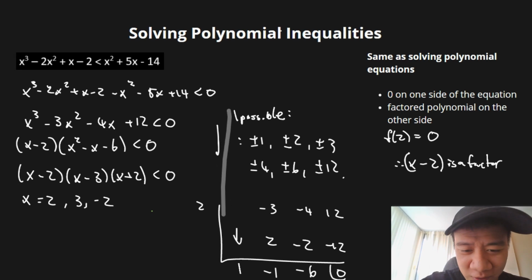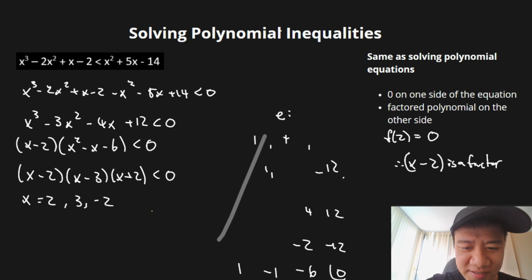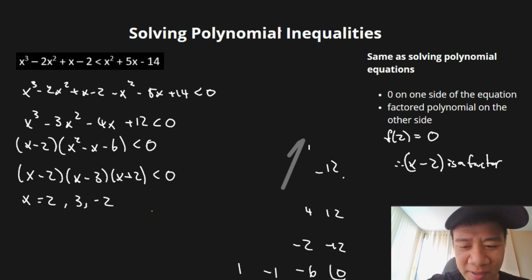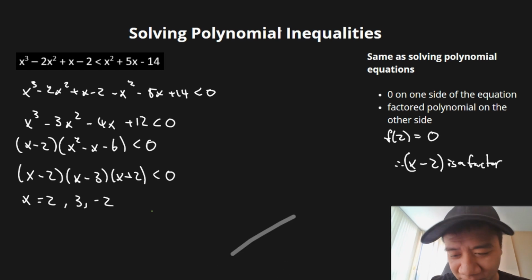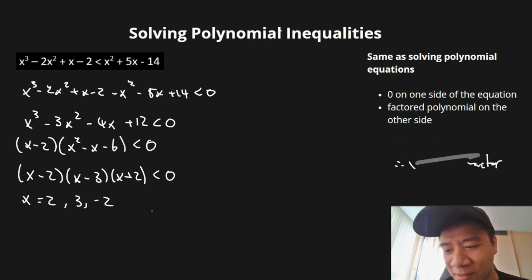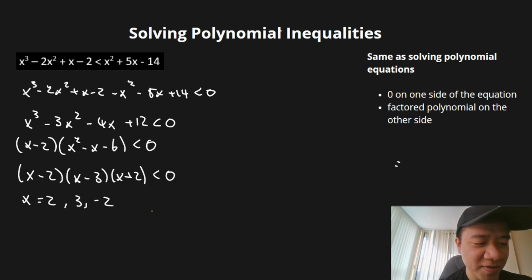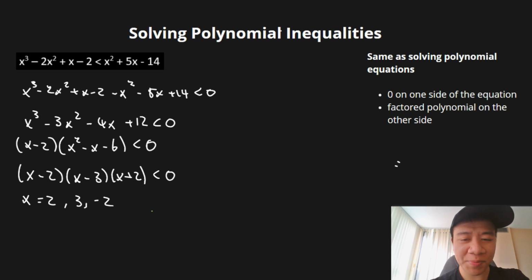So here's where the inequality part comes in. We solve this just like we did a polynomial equation, but we're not looking for numbers that equal 0. We're looking for numbers that make this less than 0. But the solutions we got are going to help us determine what those numbers are, all the different intervals and ranges. There are a couple ways you can do this.